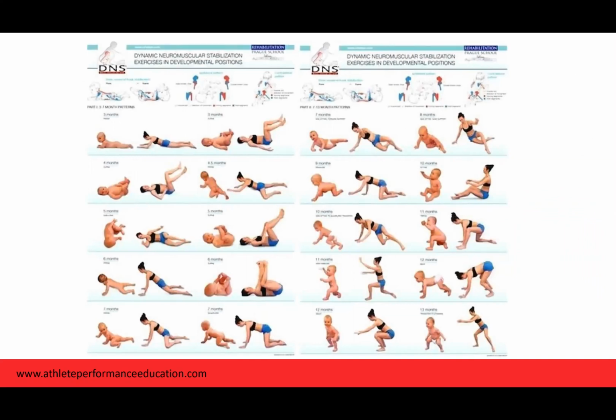So the DNS model, as I mentioned, has the 12 months of maturation. So you can see on the left-hand side of each poster is the prone positions, and on the right-hand side is supine positions for each phase of development. And this is a natural progression chart which demonstrates the positions that we try to replicate in the rehabilitative or exercise prescription approach. We'll go through some of these in our practical sessions, and you can start to see some commonalities in terms of what we already look at with global movement patterns in strength and conditioning and how it applies to this natural maturation.